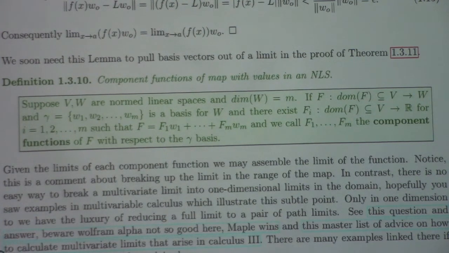These are the component functions, like in calculus 3, where we have a parameterization of a surface, right? We have x of uv, y of uv, z of uv, those are component functions. But there's no expectation of linearity here, because this is not a linear function on the normed linear space. It's just a function on a normed linear space. Anyway, these are called the component functions of F with respect to the gamma basis.